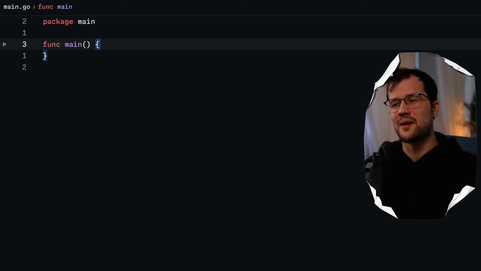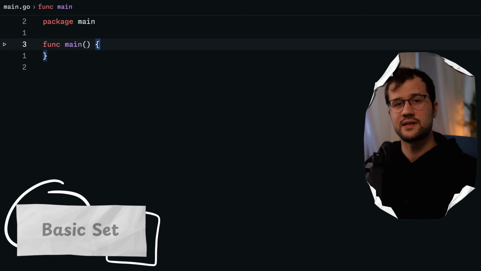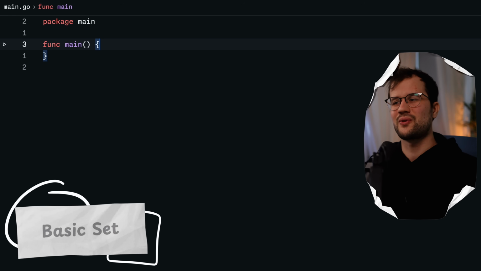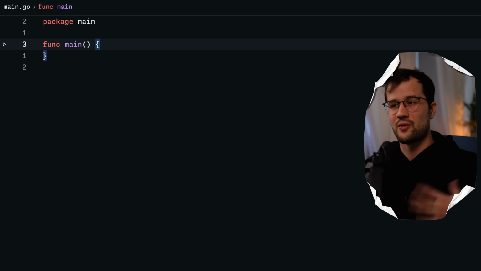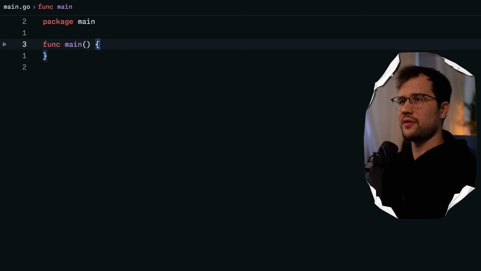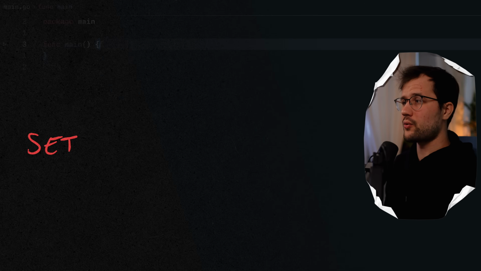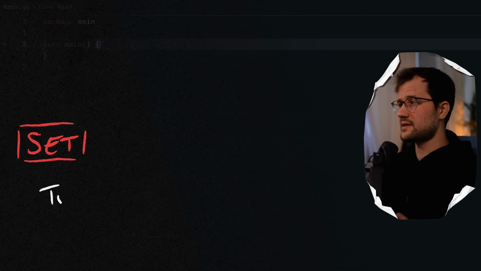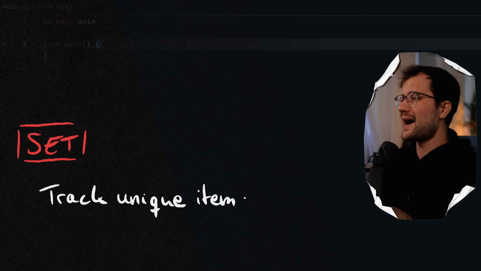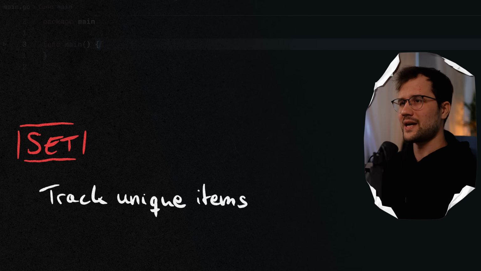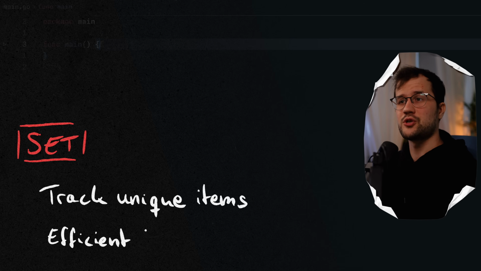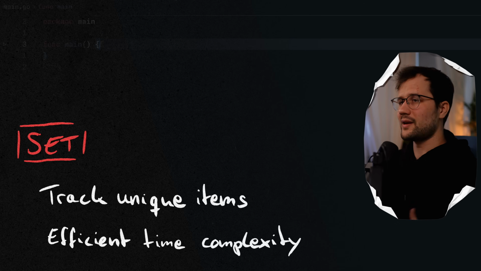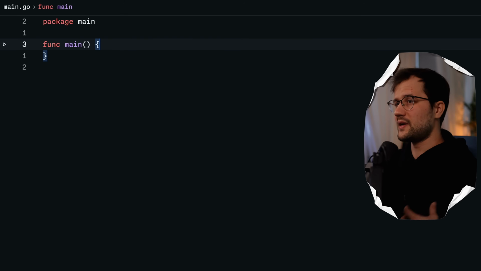Now another example would be implementing a basic set. Clearly we are not going to create a set here from scratch, but rather something really similar to create a memory efficient set. I think the set definition in general is quite clear. The main purpose is that we are trying to track unique items without duplicates, and also we would like to have an efficient big O time complexity.